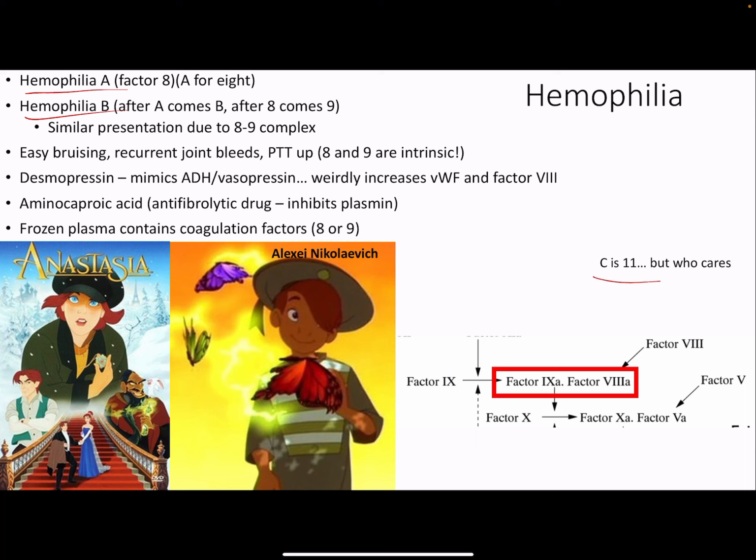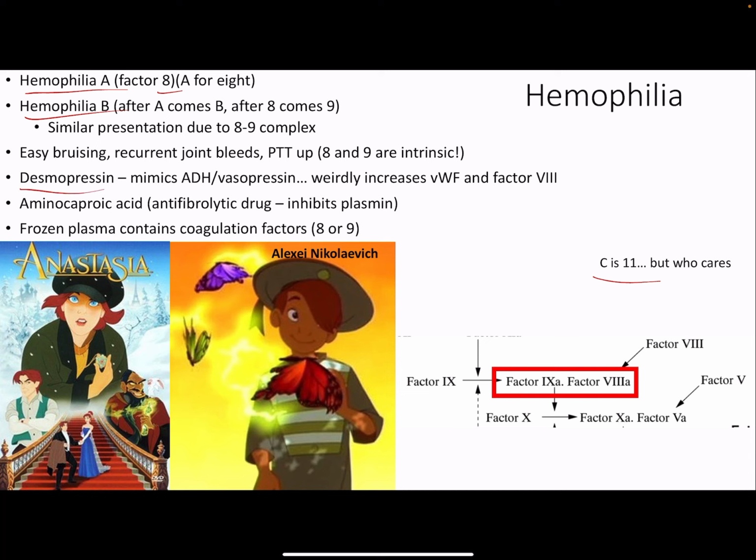So hemophilia, really we have A and B. To some extent C, but that one's not really important. So I think of A for 8, and then B comes after A, and what comes after 8? 9. So hemophilia A is for 8 and B is for 9. Because this is a coagulation issue, remember that platelets has to do with superficial things like nosebleeds and mucosal bleeds and cuts. But if you're talking about joint bleeds, you're dealing with a coagulation thing. So hemophilia will be joint bleeds.